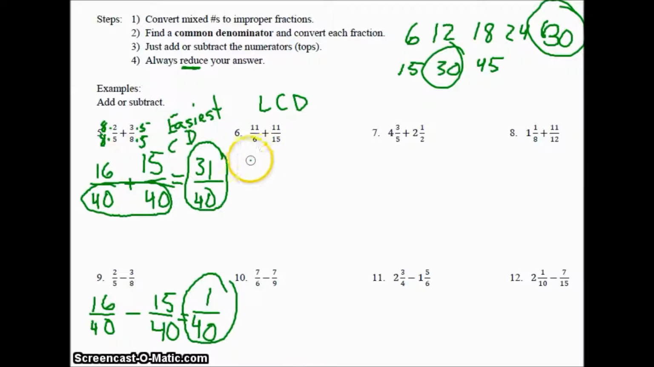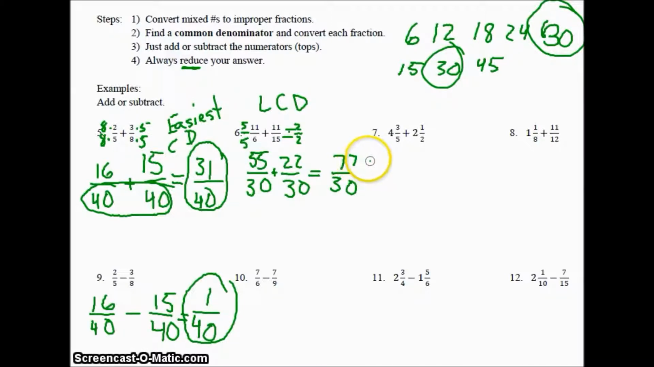So looking at our least common denominator, how did I get 6 to become 30? Remember, we have to keep the denominators the same. 6 to 30, we multiply by 5, so we must multiply by 5 over 5. 5 times 11 is 55. And let's take a look at this side. 15 times 2, so that was 2 over 2. 11 times 2, and 15 times 2. That's 22. So therefore, our answer becomes over 30, 77. Can we reduce that? No, we can't. So there is our final answer.